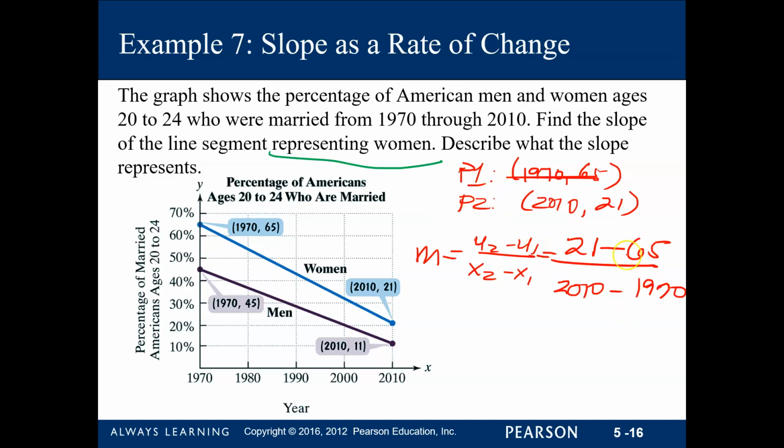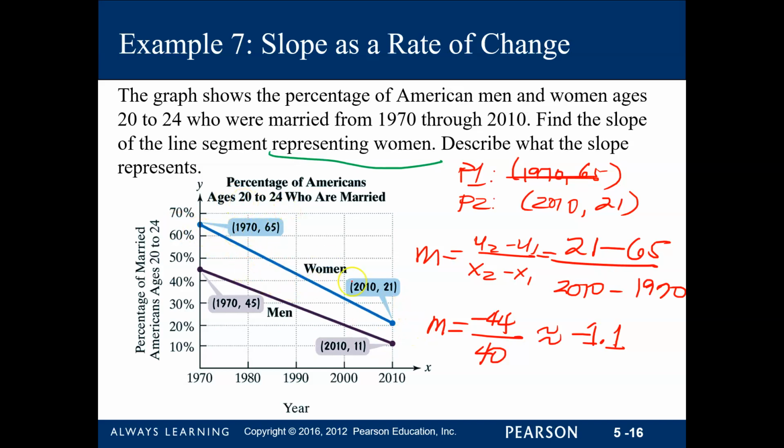So if you work on this computation, we will be getting negative 44 over 40 years in between 2010 and 1970. And if you solve this, this is going to be roughly around negative 1.1. So what does that mean? What is that negative 1.1? Now, looking at the trend, as you can see, as the years pass by, fewer and fewer women get married at the age of 20 to 24.